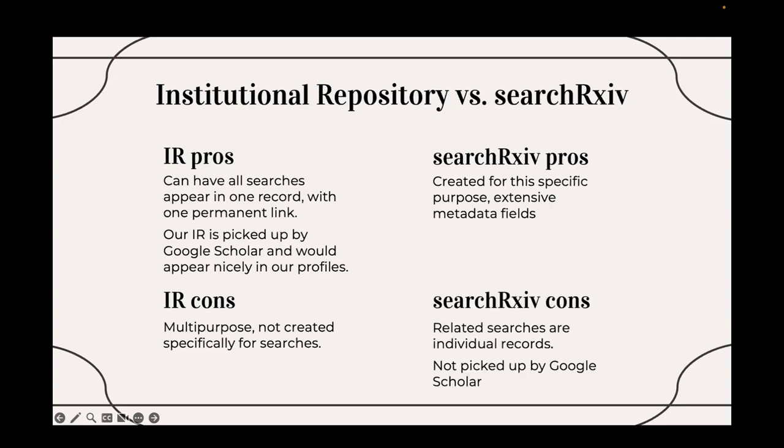And then a con of searchRxiv, I guess this is more my opinion, but the related searches are all individual records, which I think is unnecessary. And right now it is not picked up by Google Scholar, and I've been in communication with the team about that.